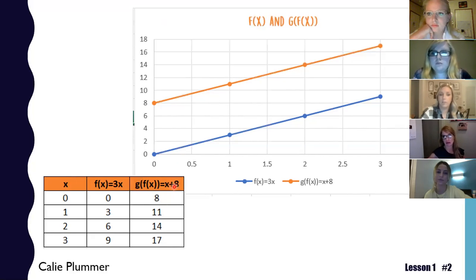So if it was x plus 10, and we can use 0 for an example, if your x is 0, and then you plug it into your 3 of x function, it's still 0 because 3 times 0 is 0, then you're going to add 10 instead of 8. So this answer would be 10. And so for every one that you would do, instead of this being an add 8 function, it would be an add 10. So on your graph, it would be 10 points up instead of 8 points up. Okay, thank you.